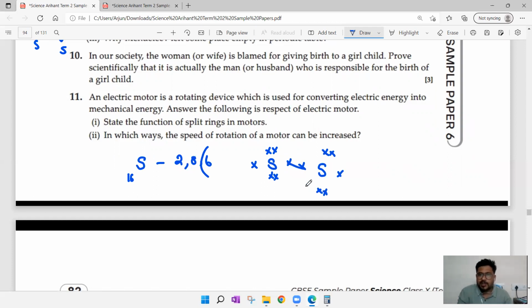You see, these 2 electrons will bond. Again, there will be another sulfur, 1, 2, 3, 4, 5, 6. These 2 electrons. Next, again another sulfur, 1, 2, 3, 4, 5, 6. These 2 electrons will combine. So like that, it will form a circular shape. 8 sulfur atoms will combine to form S8.